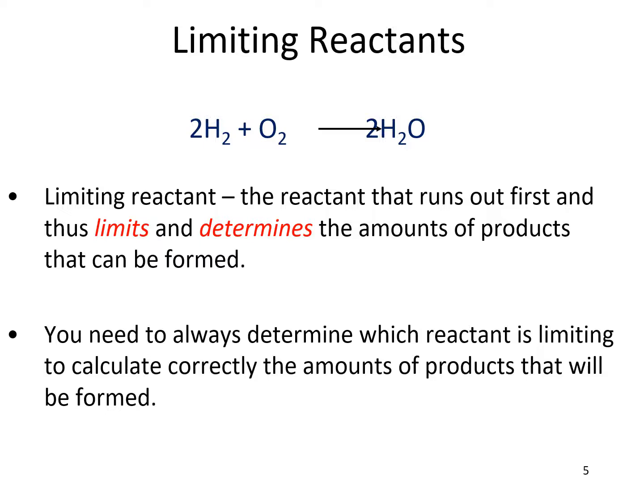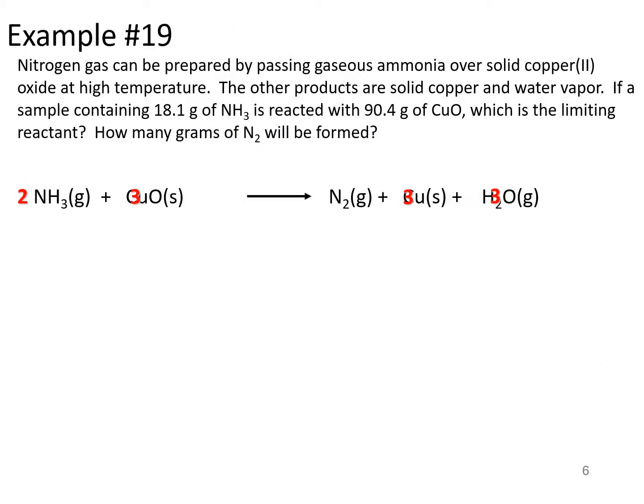Okay, so again, limiting reactant is the one that determines the amount of the product. Now let's do this problem together. So let's say you have the ammonia reacting with the copper oxide, you're producing these products, and it is asking you if a sample contains 18 grams of NH3 and reacted with 90 grams of copper oxide, which is the limiting reactant, first of all, and how many grams of N2 will be formed.